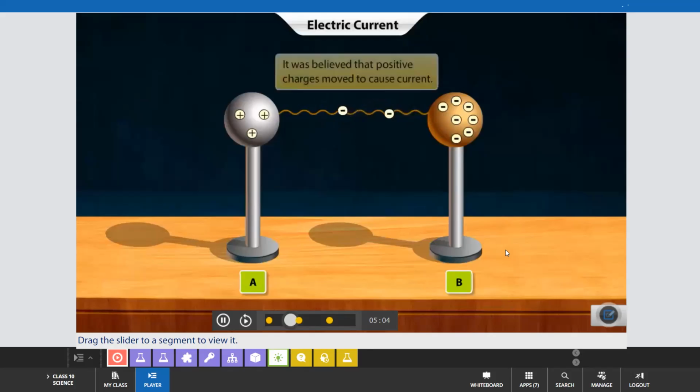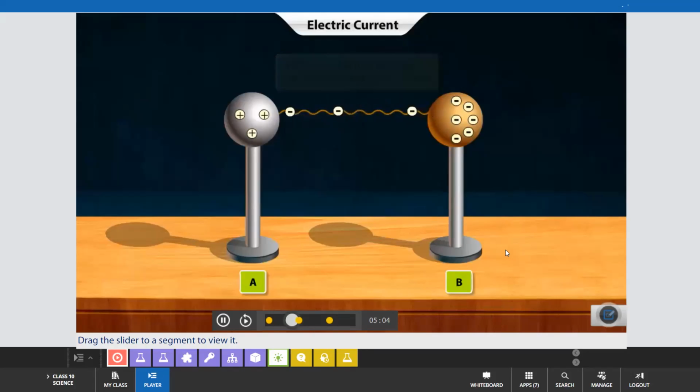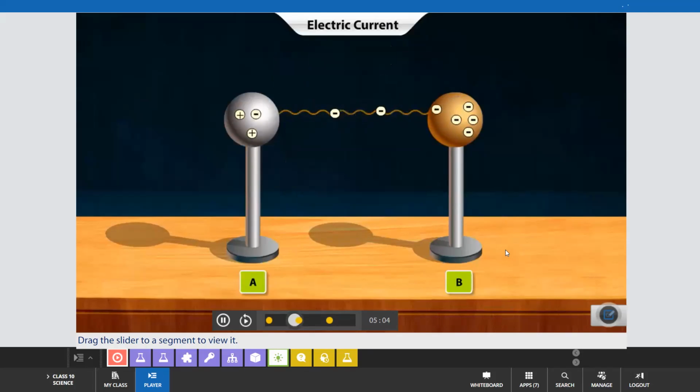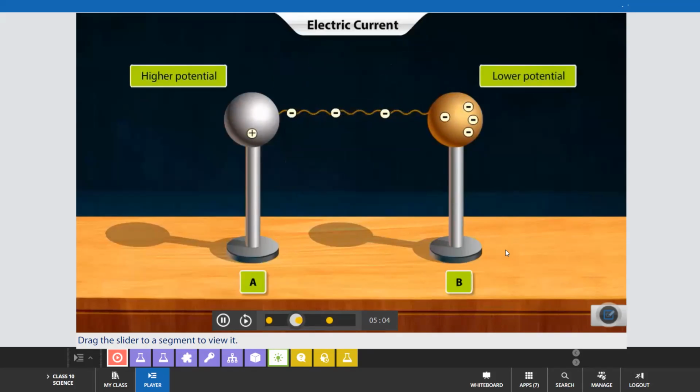That's because when electric current was discovered, it was assumed that positive charges move to cause current. So even today, electric current is conventionally believed to flow from the positive end to the negative end. That is why the positive terminal is said to have a higher potential than the negative terminal. The difference between the electric potentials is called the potential difference.